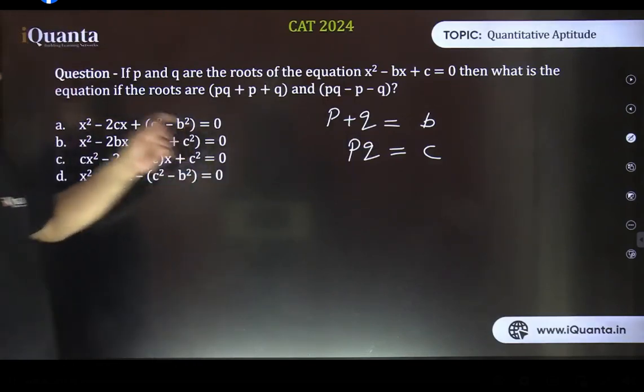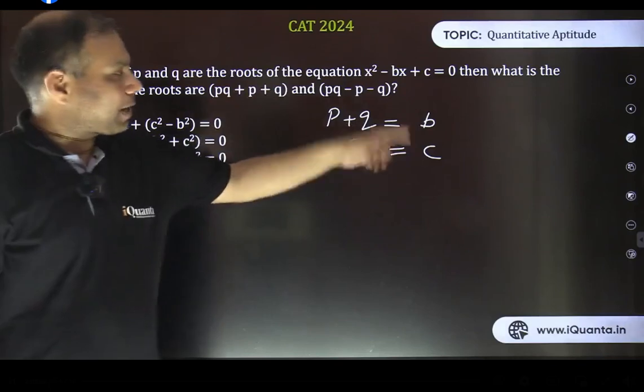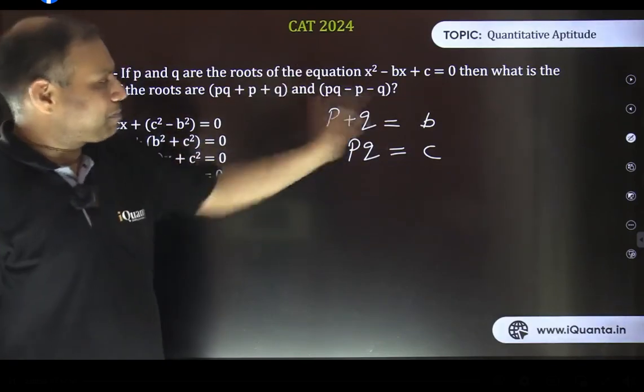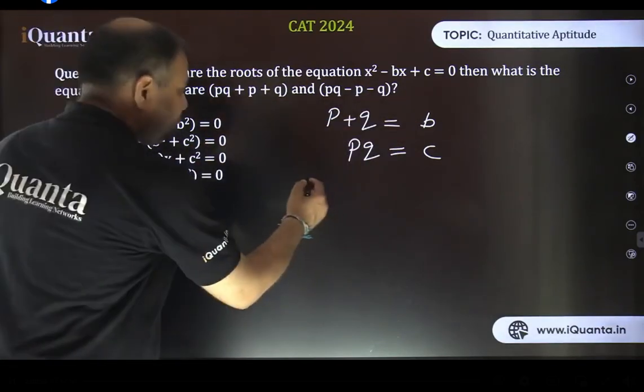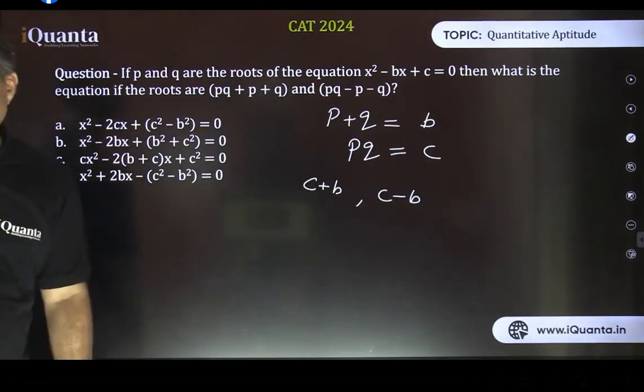Okay, so the new equation which we want to frame must have the roots pq plus p plus q, that is c plus b, and the other root pq minus p minus q, or c minus b. So we want to frame a new equation whose two roots are c plus b and c minus b. So if these must be the two roots, now it's not difficult, I guess, right?